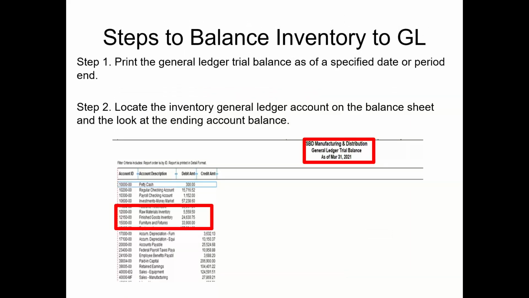Let's review the steps to balance the inventory to the general ledger. Step 1, print the general ledger trial balance as of a specified date or period end. Step 2, locate the inventory general ledger account on the balance sheet and look at the ending account balance.